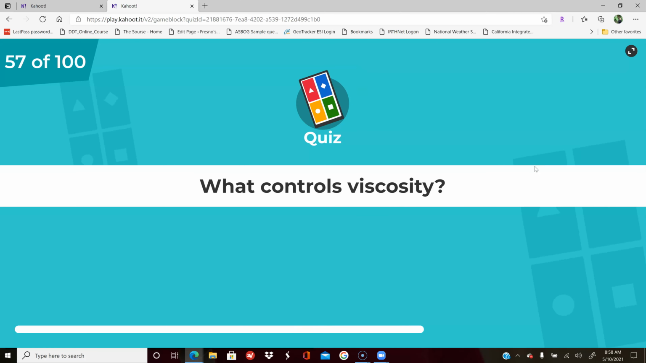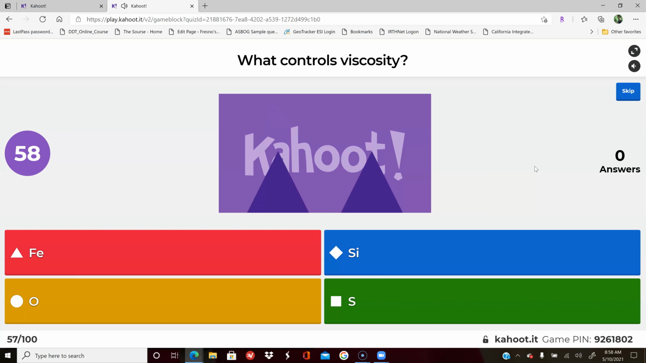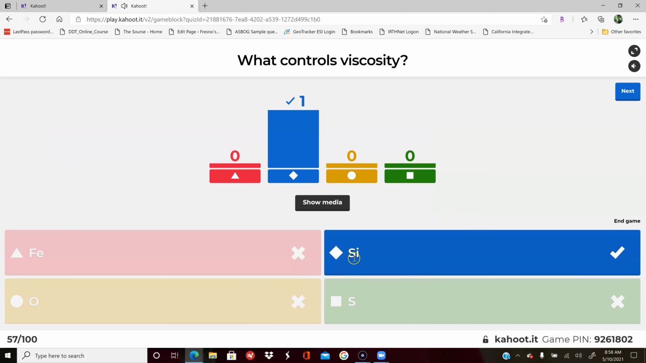What controls viscosity? Iron, silica, oxygen, or sulfur? That would be silica. Silica controls viscosity of a lava, along with gas. But the primary component would be silica.